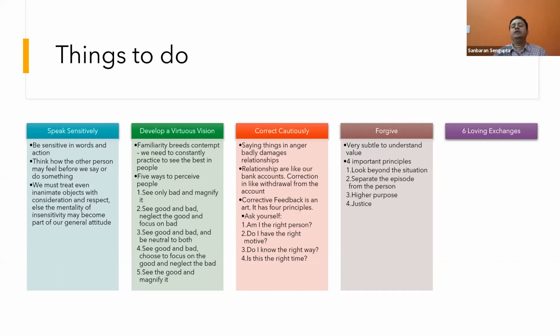Yes, sometimes when we are angry and we are fighting and we say, this is your fault. And the other person says, no, you are wrong. Yes.